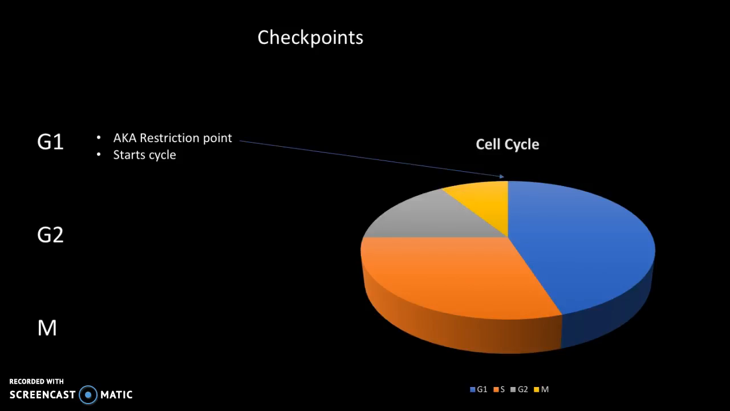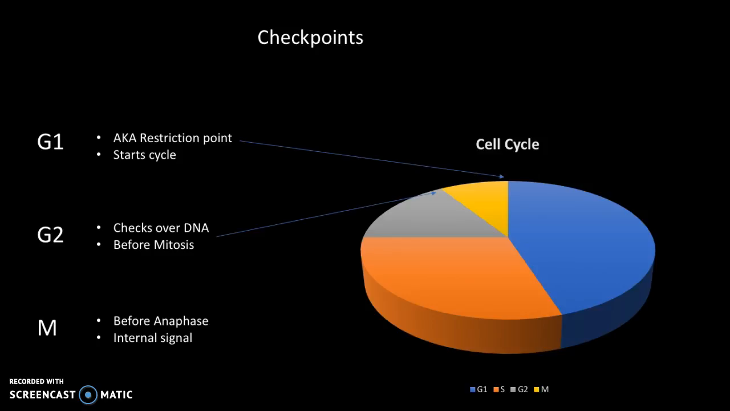G2, which is the next checkpoint, makes sure that duplicated DNA has been read over and repaired before mitosis occurs, so that way you can't have any weird mutations or anything that would trigger cell death or apoptosis. The next one is the M checkpoint, which makes sure that all of the chromosomes are lined up in the middle of the cell before anaphase can start, so that way each cell receives the appropriate amount of chromatids and DNA in order to function properly.